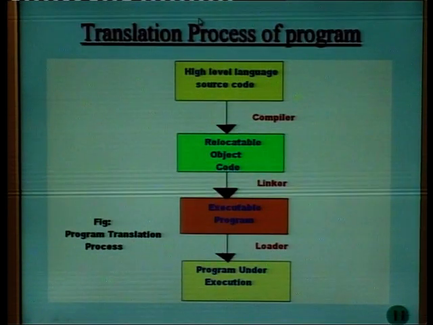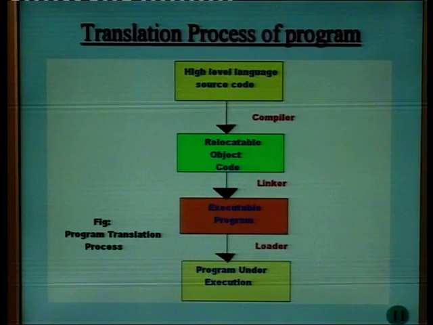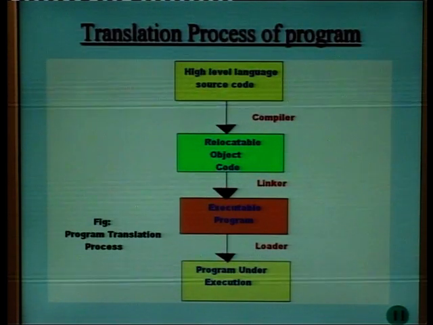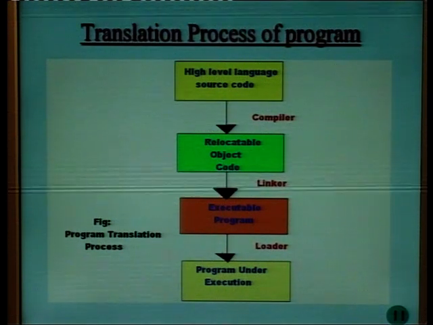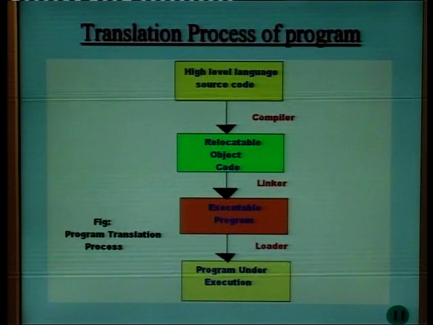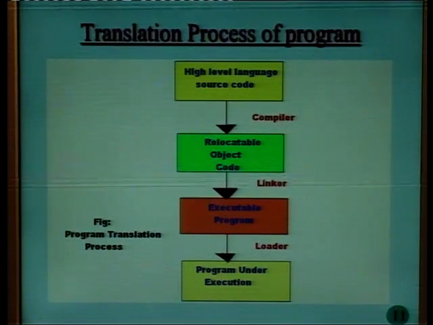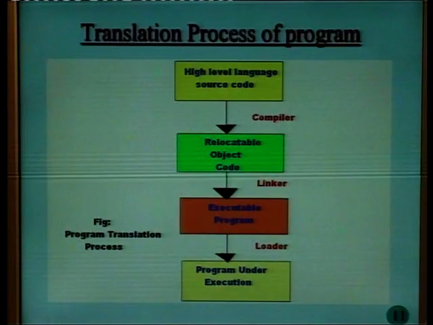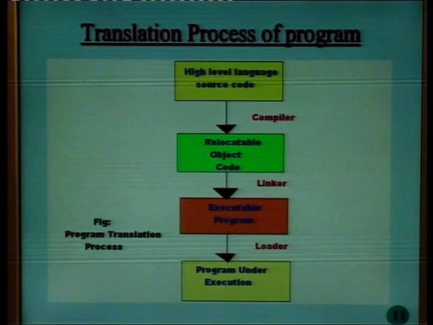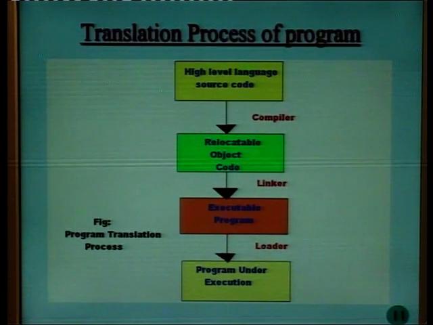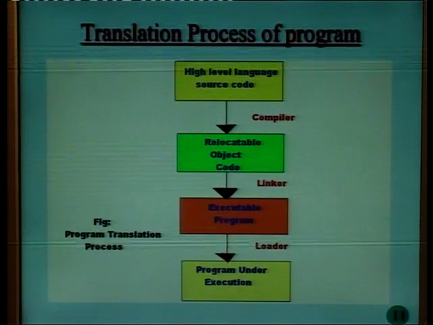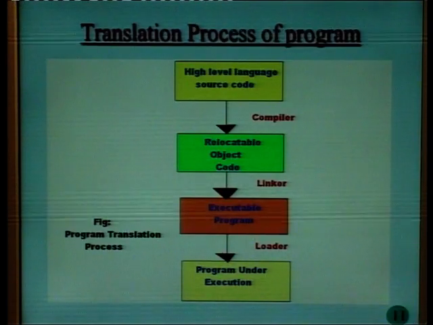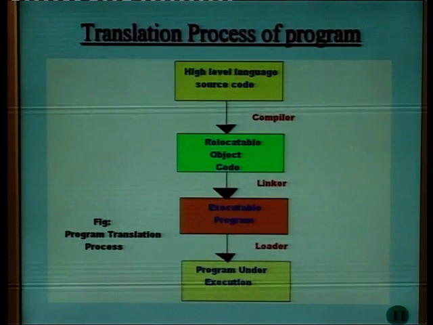So this is the general translation process of a program. Let's suppose we have written a program in C or C++ high level language. We know that the syntax, the language and the terminologies used in a high level language are according to the user of a computer system. The user is familiar, but the computer cannot understand the source code that is written in a high level language or English like words.